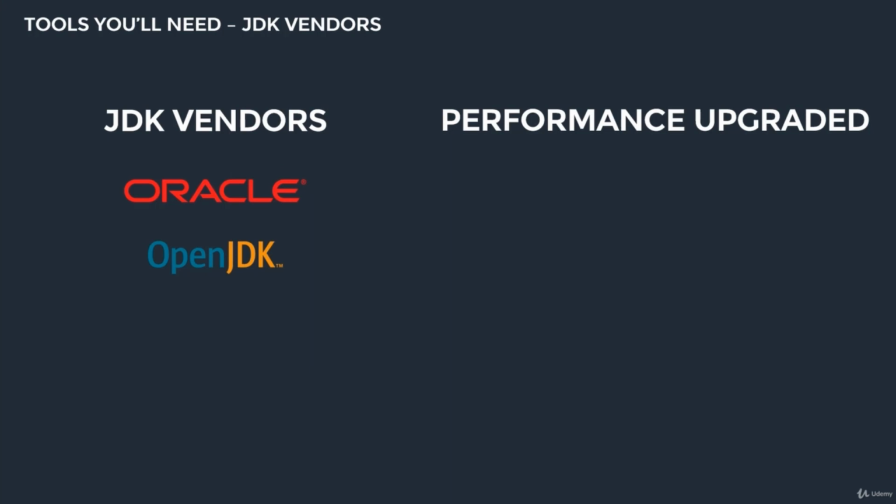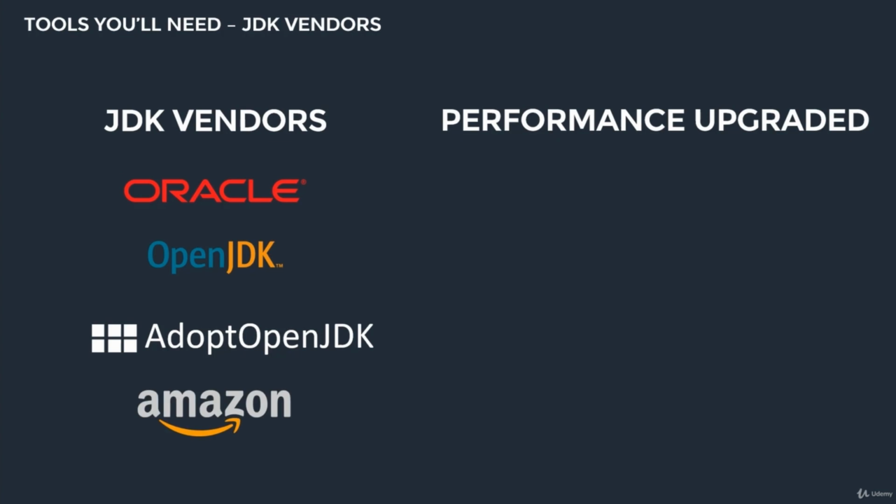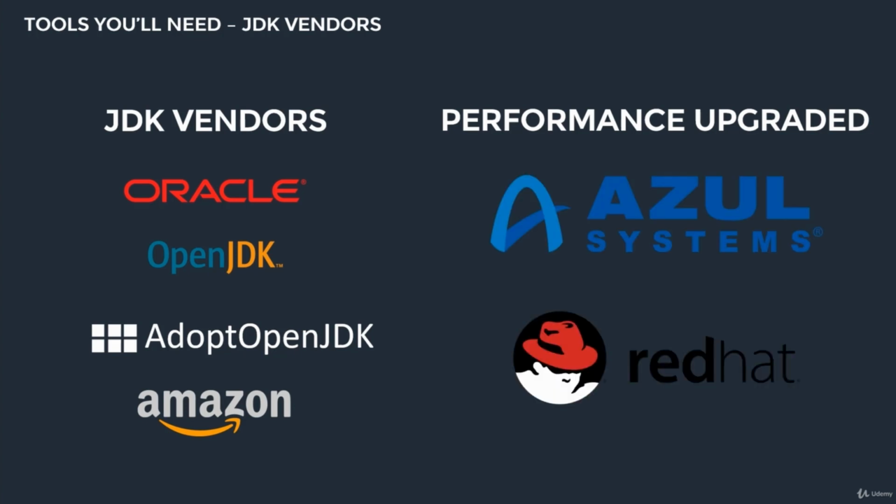Another popular JDK version is Adopt OpenJDK, and probably the most popular is Amazon Corretto. There are other performance-updated JDK versions from Azure and Red Hat. They provide improvement in speed, but they are both paid versions. Okay, so why did I choose Amazon Corretto?